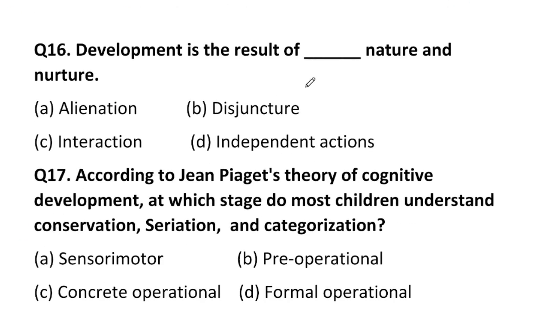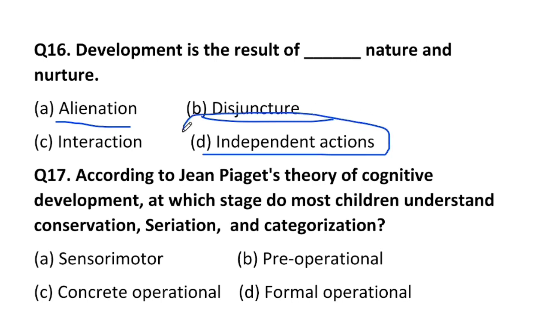Development is the result of nature and nurture. What is nature and what is nurture? Nurture is to grow someone and nature is nature. So, the answer will be what? Alienation, no. Disjuncture, no. Independent action, no. Nature and nurture are not independent. So, the answer will be interaction. Development is the interactive result of nature and nurture.